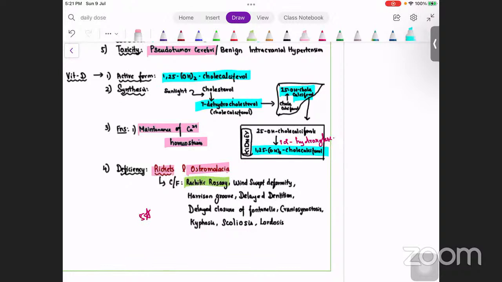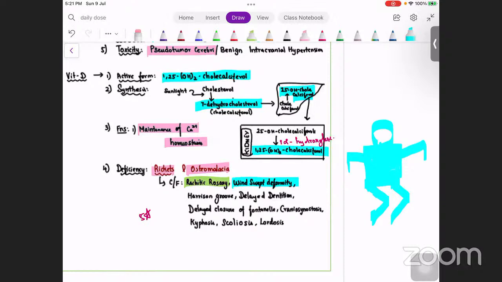Very, very important MCQ. The classical sign of rickets is the wind-swept deformity, where on one side you see genu valgum and on the other side genu varum. This is how the lower limbs of the individual will look. Whenever the wind is sweeping, the legs move in one direction. This type of deformity is called wind-swept deformity, which is seen in rickets.